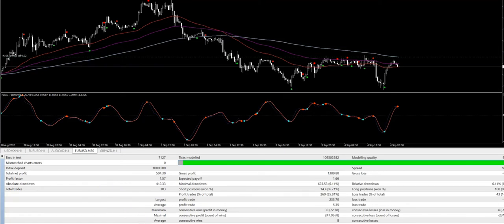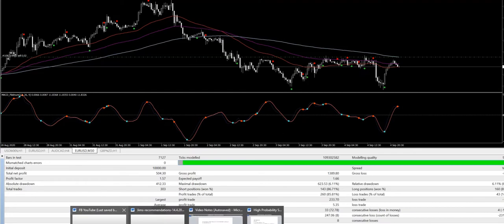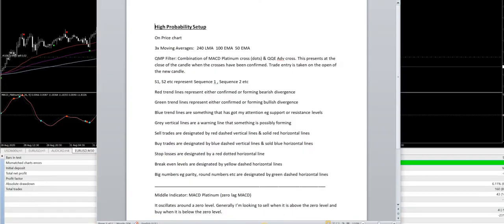Just to answer a few questions, I probably should have explained that. So let's have a look at the high probability charts. Now, this is my usual screenshot I show. This just explains all the different colors, all the different lines on my charts.